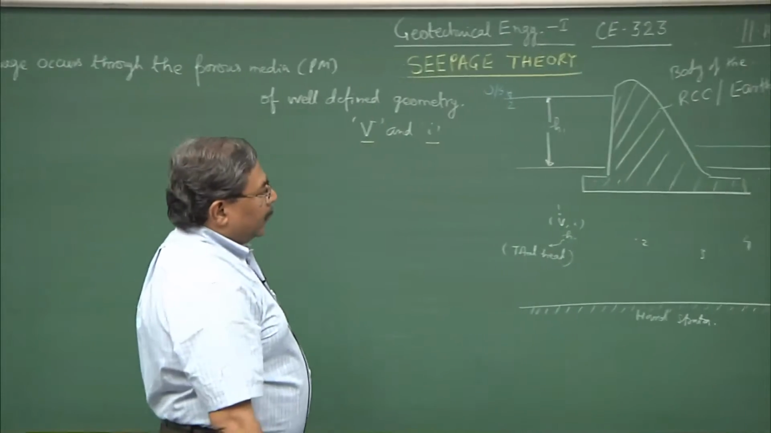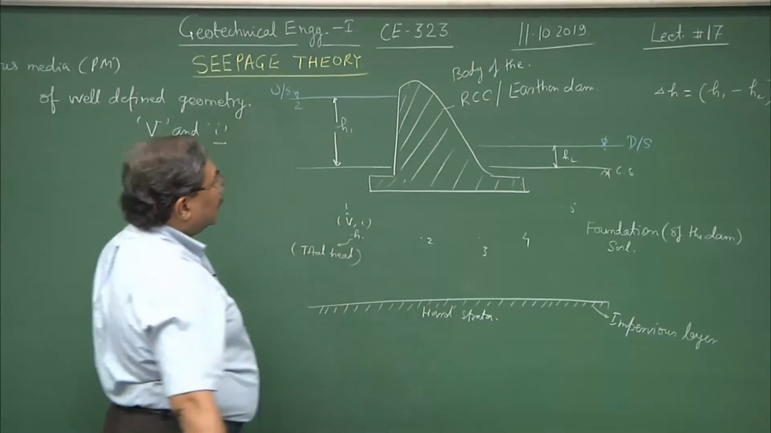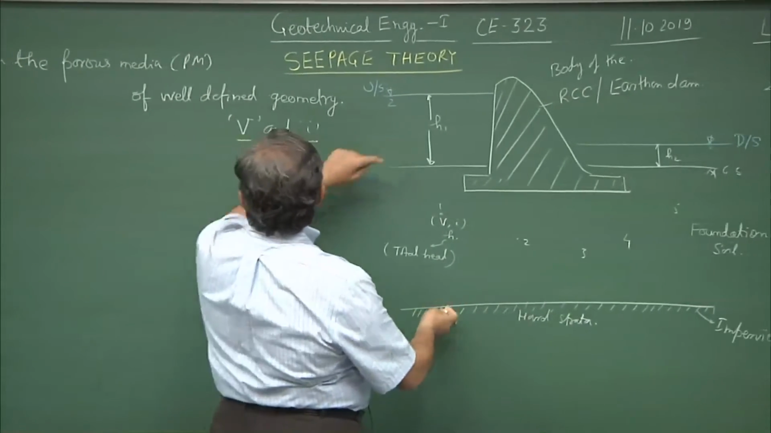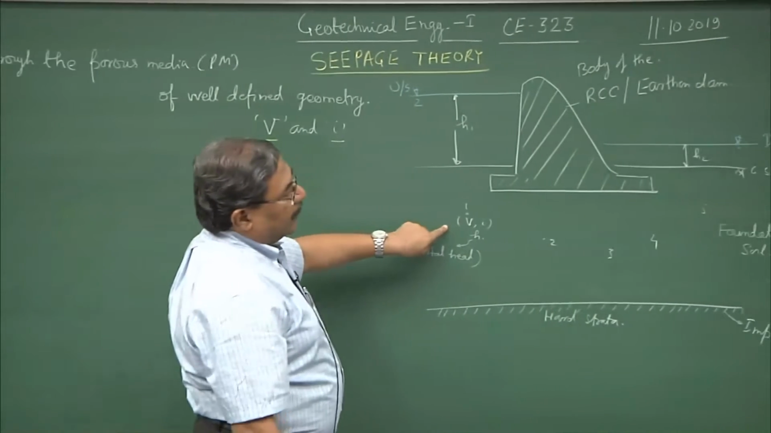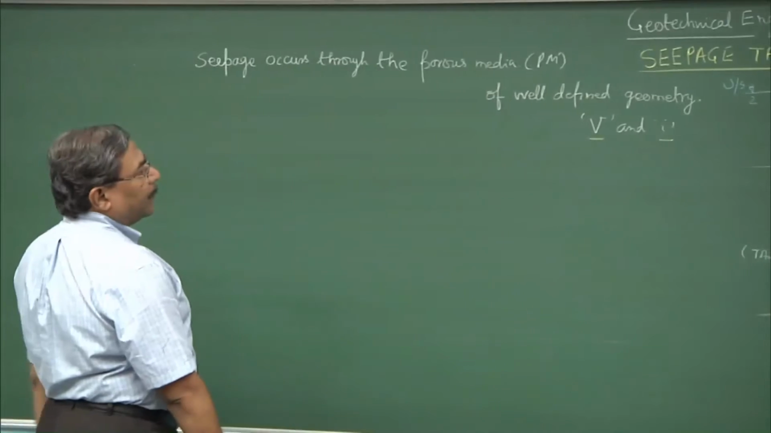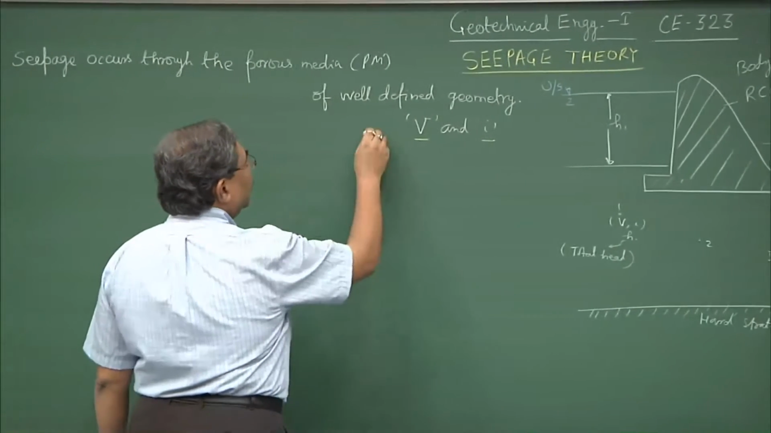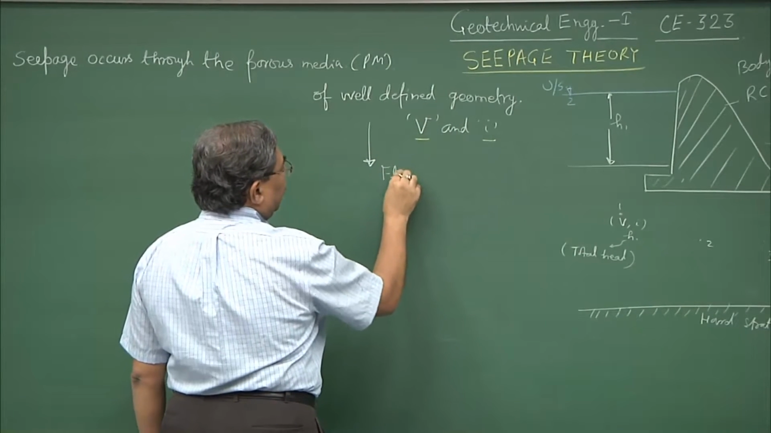So, what I have to find out are the values of 3 parameters: v, i and h. As I said, when you have complicated systems like this, it becomes very difficult to obtain the parameters as compared to the situations which we have already dealt with. So, what are we supposed to do? We take help of the seepage theory or the flow net.